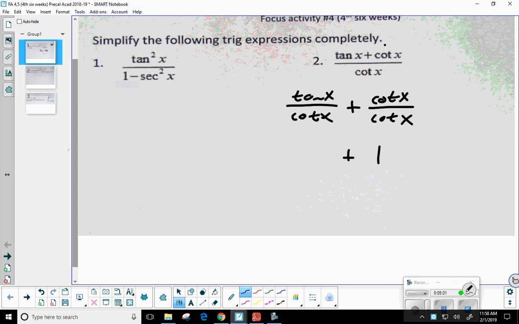What can I do for tangent over cotangent? Okay, so let's go ahead and make them fractions. So tangent is, what was that again? So tangent's always sine over cosine.